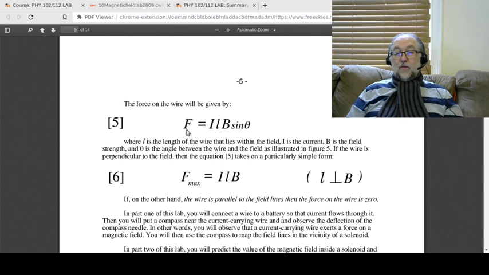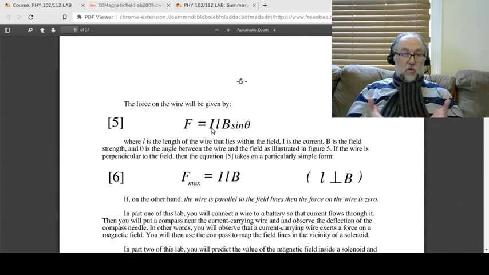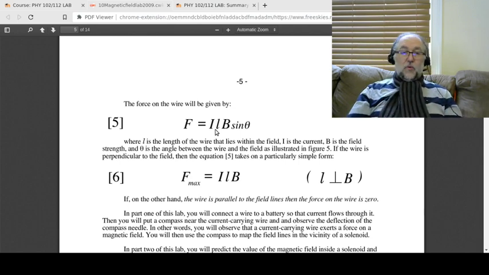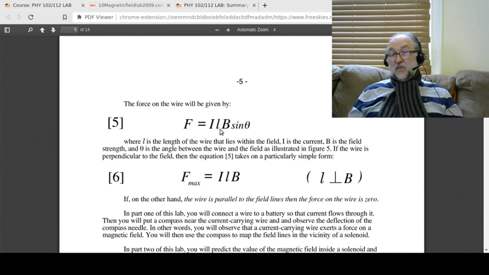Basically, the force increases as you increase I. The more current you put through the wire, the more force there's going to be. The second is that the more of the wire is bathed within the field, the more force there's going to be. It's kind of like a force per unit length. The bigger the magnetic field itself, the more force there's going to be. And then there's this sine theta.